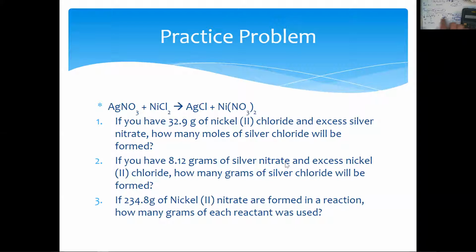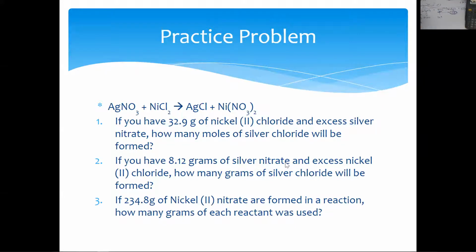Now, how do I go from here to here? Well, moles to moles, remember, I divide by the coefficient above, and I multiply by the coefficient where I'm going. So it's just a matter of multiplying this times 2. And it looks like I end up with 0.508. And there you go. Boom, one done. Let's go ahead and do a second one here.